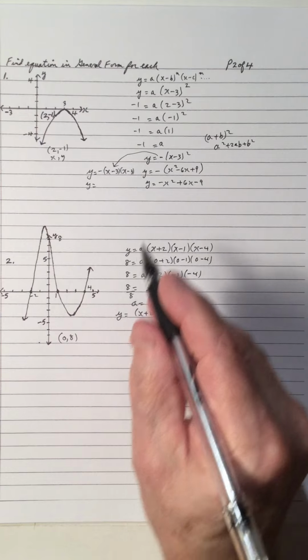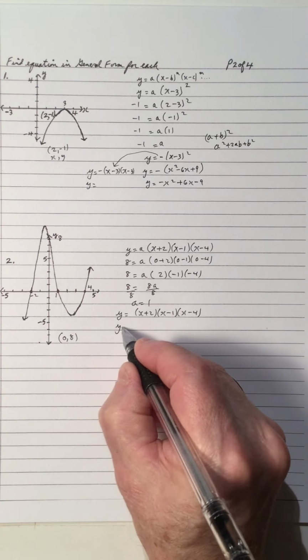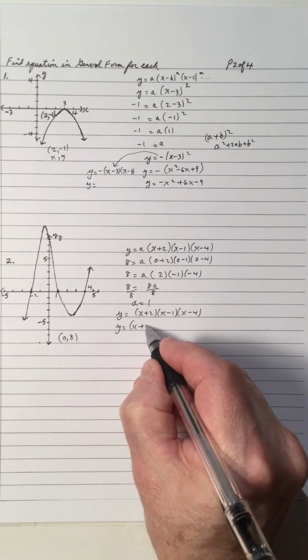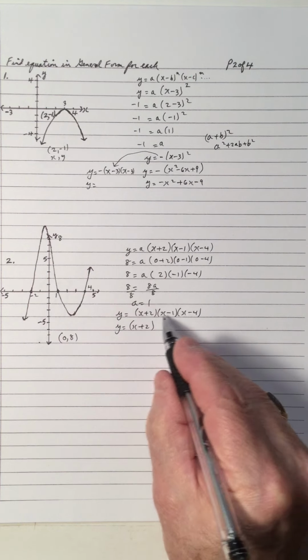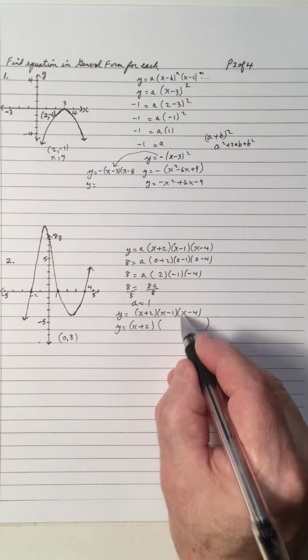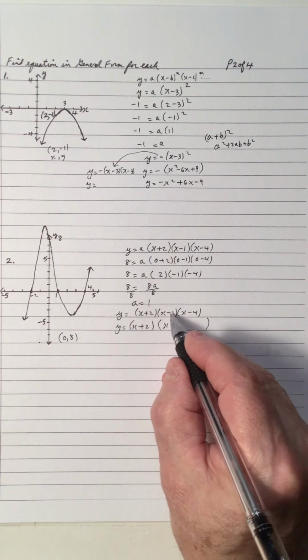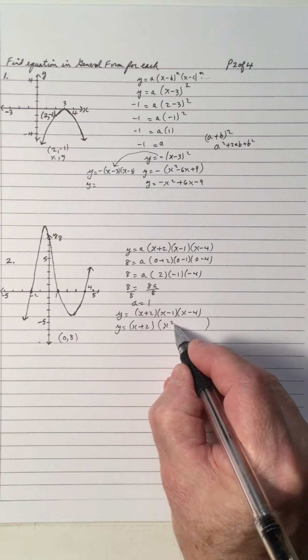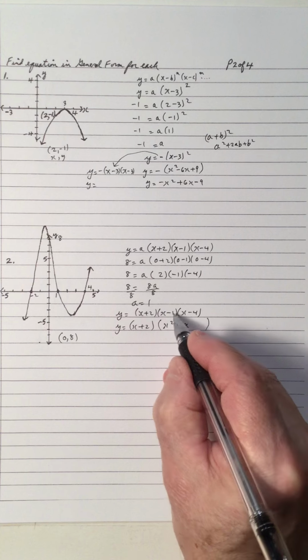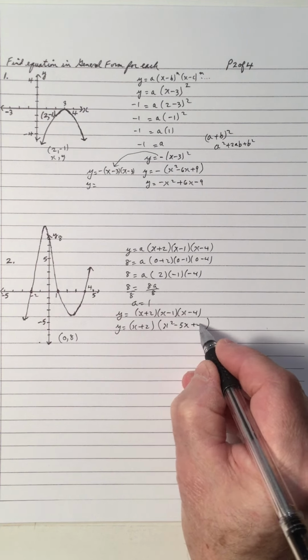Now we have to change it from the factored form to the general form. So the general form is x plus 2. Now we take this and multiply by FOIL, again the fast way: x times x is x squared, the outside is negative 4x, the inside is negative 1x. So we add to get negative 5x, and the last is negative 1 times negative 4, which is 4.